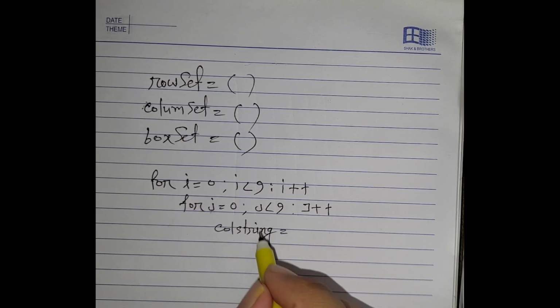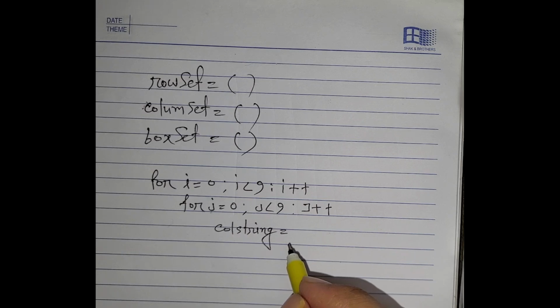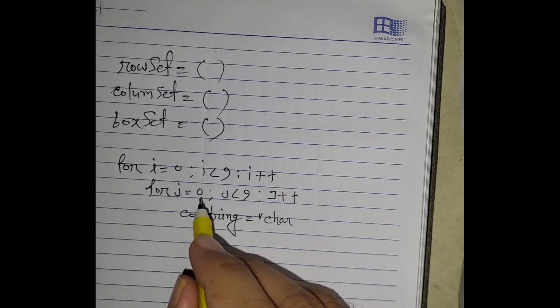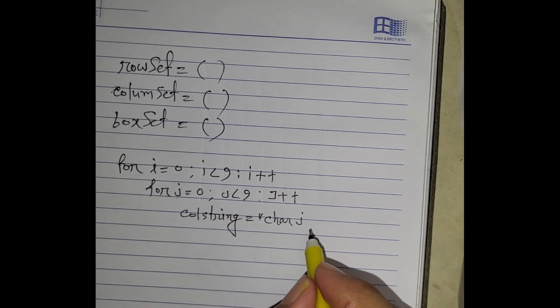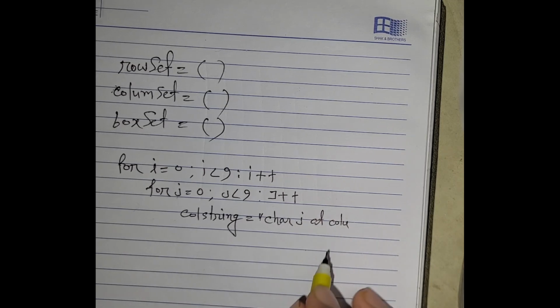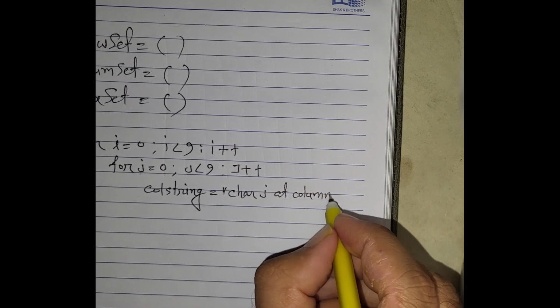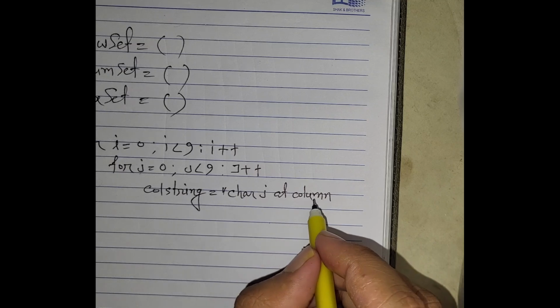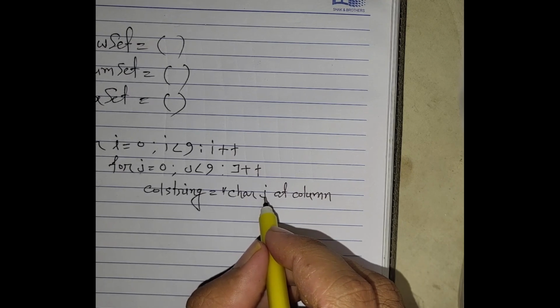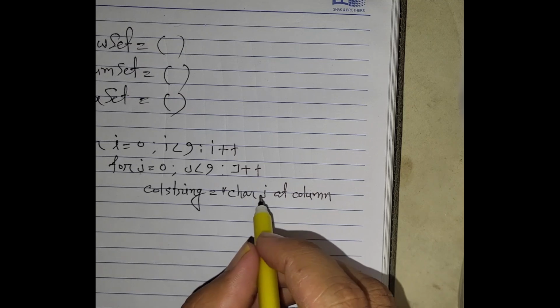This is a variable name. Call it anything you like. I will make a string. So I will say character j at column. What is the column name? Sorry, not character j. Character is the value that I am getting.